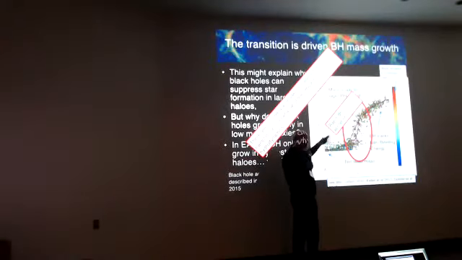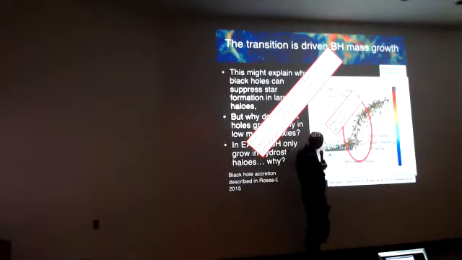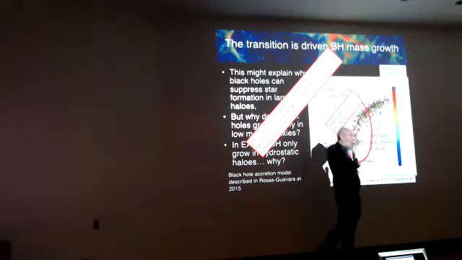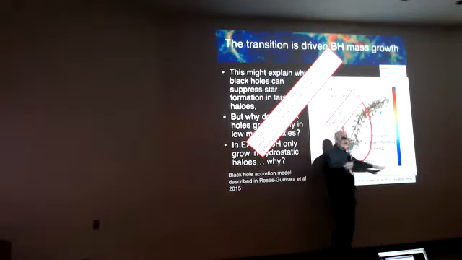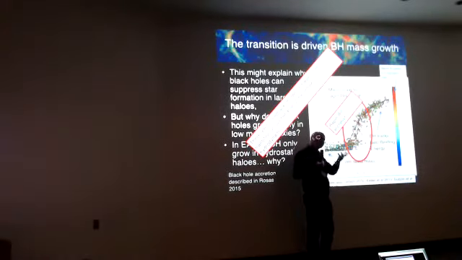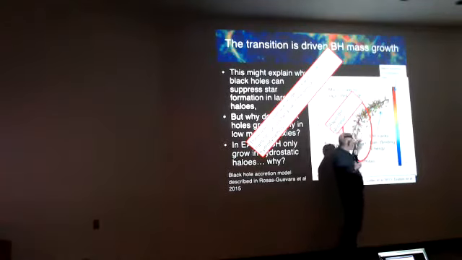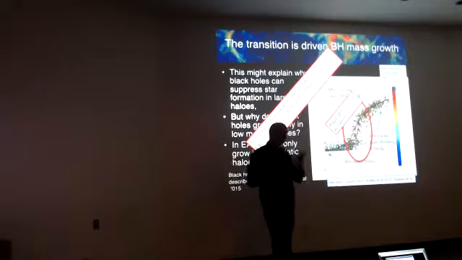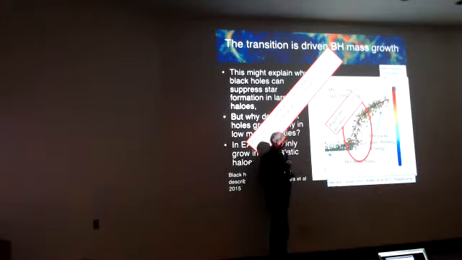Now, something I want to stress is that the model that determines the accretion rate of the black hole knows nothing about the halo mass. It knows nothing about the black hole mass. It just knows about the properties of gas surrounding the black hole. So the existence of this rapid transition must be associated with the physics of galaxy formation. It's not something we built into the code from the outset.